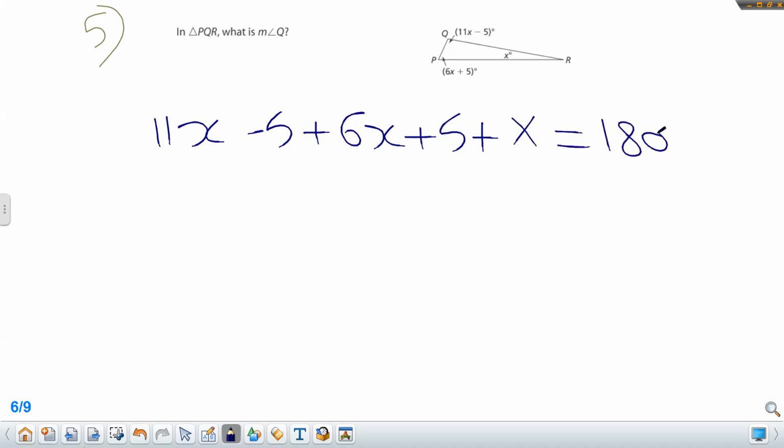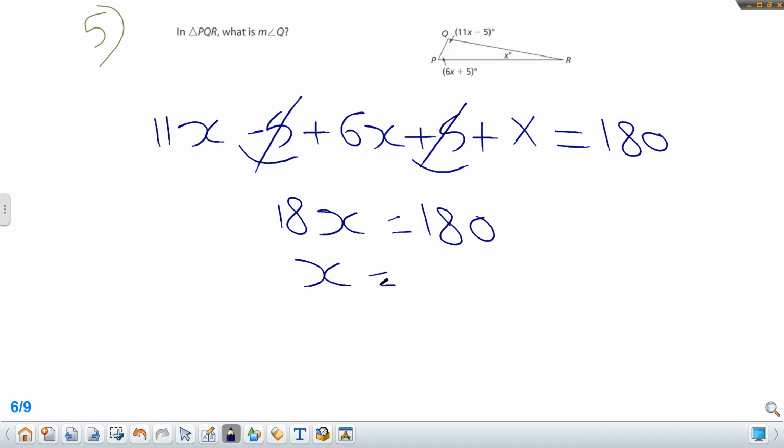Then you can solve it as an equation. First, note that positive 5 with negative 5. Yes, finished. Then add x's. 11x plus 6x, 17x. Plus x, it will be 18x equals 180. Divide by 18, then x will be 10.